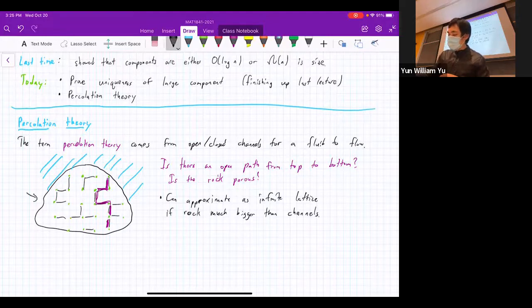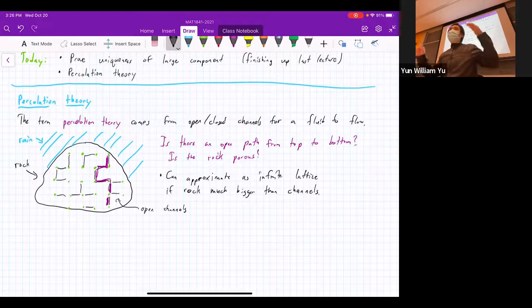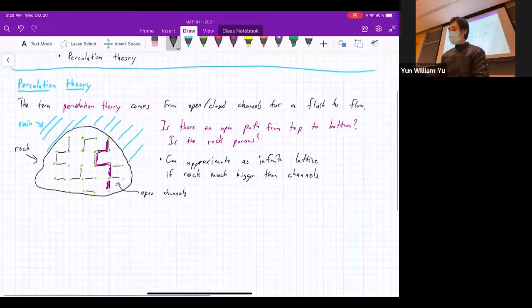Okay, I guess I should label this. This is a rock. This is rain. And these are open channels. Okay, and so obviously for a single physical object, the approximation of infinity isn't quite right. But as n gets really big, the chances that you're going to have a path of a really big length versus an infinite path length turns out to be negligible. That probably isn't actually that different. And so now we have a way of mathematically modeling porousness in the rock.